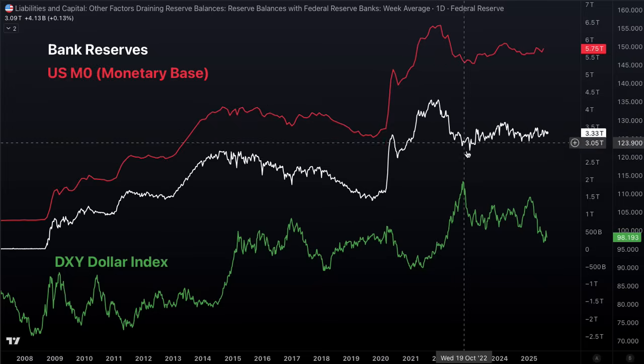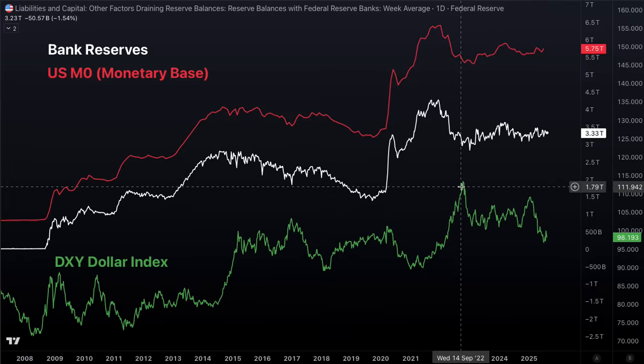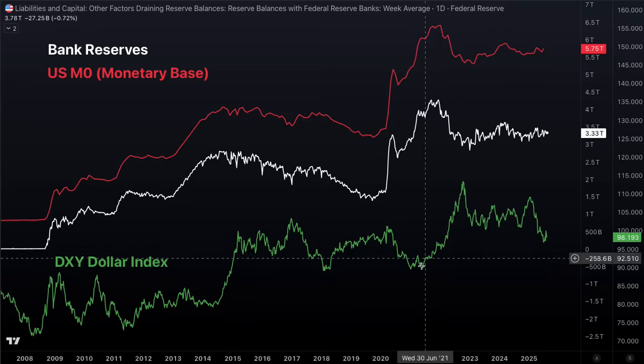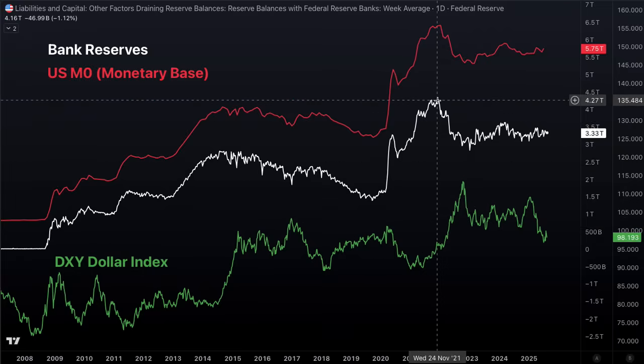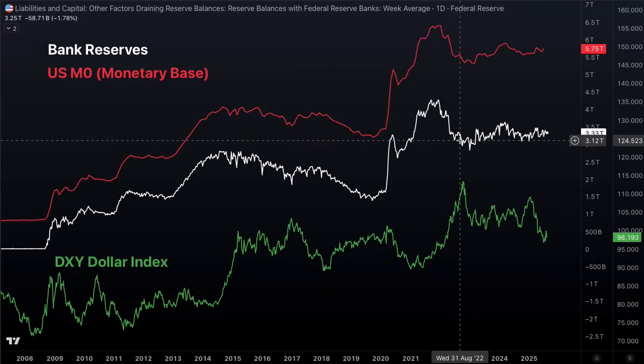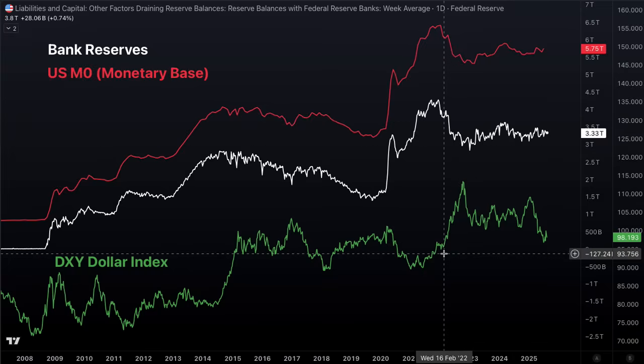And we can see here that that led to a strengthening in the DXY. As the Fed was engaged in quantitative tightening, we saw a strengthening of the dollar because the amount of dollars was being destroyed. It was being reduced. So therefore, the supply of dollars was getting more scarce. Therefore, the value per dollar had to go up.